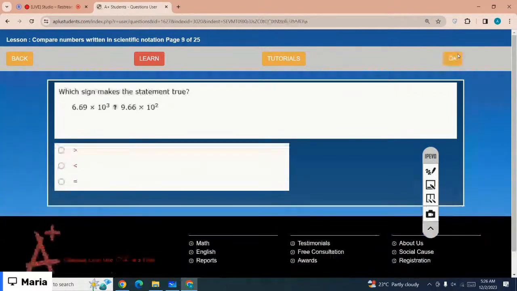Which sign makes the statement true? Which is the correct option? 6.69 times 10 exponent 3, you have to compare it to 9.66 times 10 exponent 2. So which is the correct option? Here you have the greater exponent, right? The exponent is 3, so obviously it is greater than 9.66 times 10 exponent 2, right?